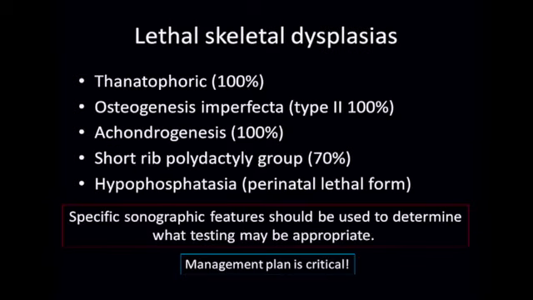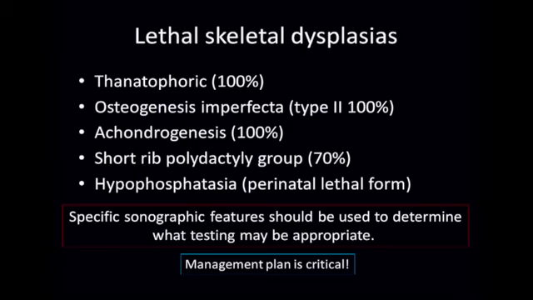The more important skeletal dysplasias to make a diagnosis of in terms of pregnancy management are those that are lethal. And there's really only 5 of those, as opposed to many, many, many named non-lethal skeletal dysplasias. So if we think about the lethal ones, thanatophoric, osteogenesis imperfecta type 2, and achondrogenesis are 100% lethal. Therefore, it's very important to be aware of those diagnoses and try to make a prenatal diagnosis so that you can discuss the pregnancy management with the parents.